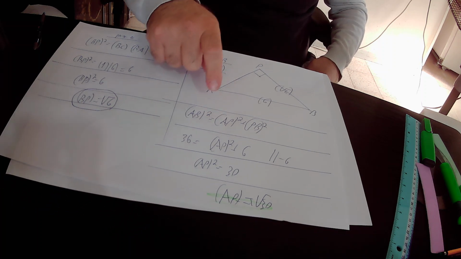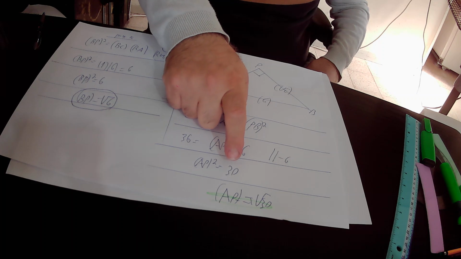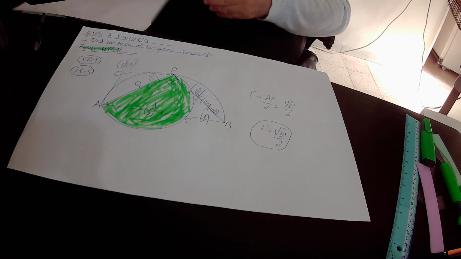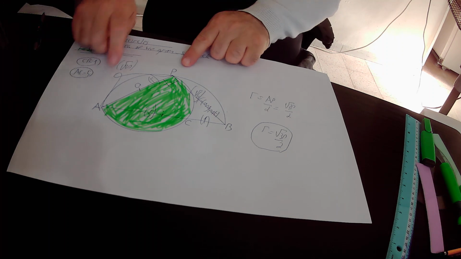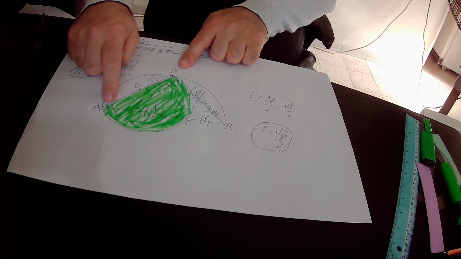We took the square root of this equation and finally found that the missing side AP equals the square root of 30 units in its length. So this is the missing side AP, equal to the square root of 30 units. AP is the diameter of this green semicircle.